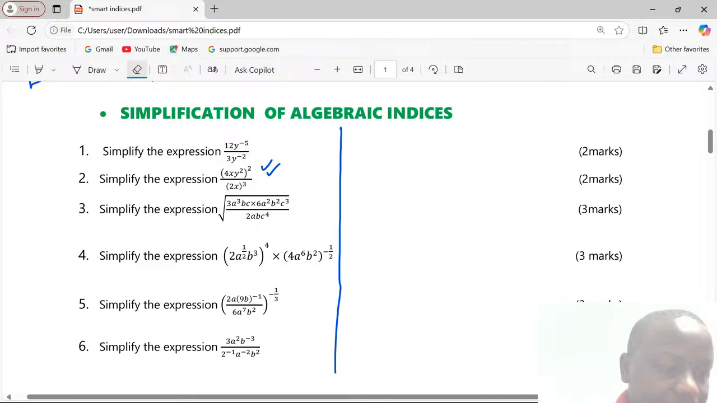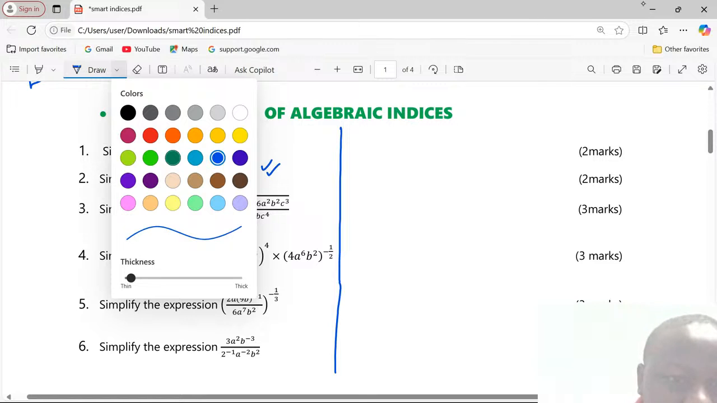Number 3. Simplify the expression: the square root of 3a power 3 bc multiplied by 6a power 2, b power 2, and c power 3, divided by 2abc power 4. That is the problem that we're supposed to simplify.